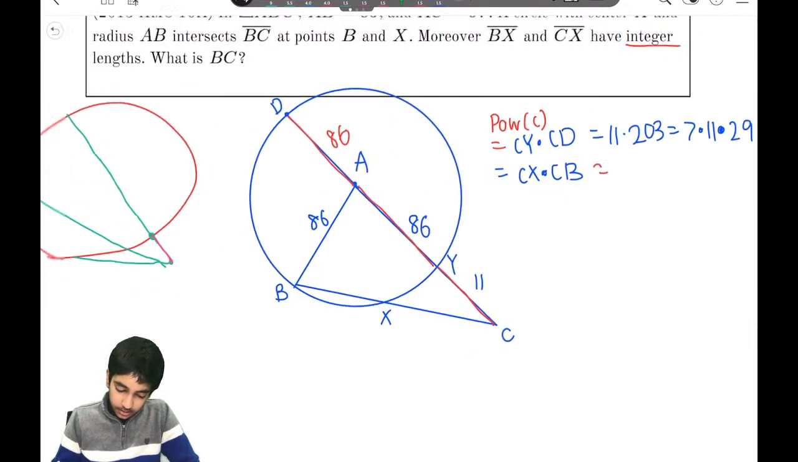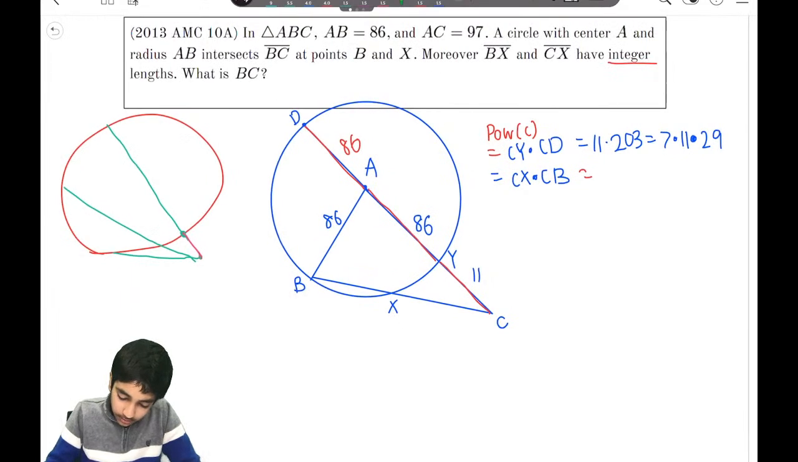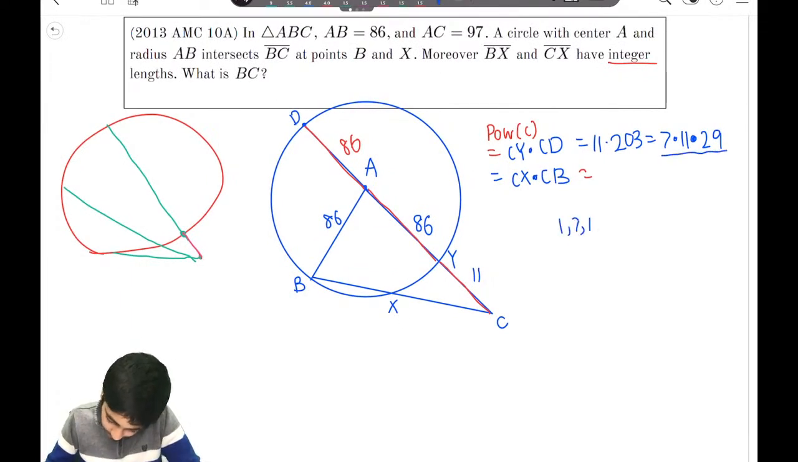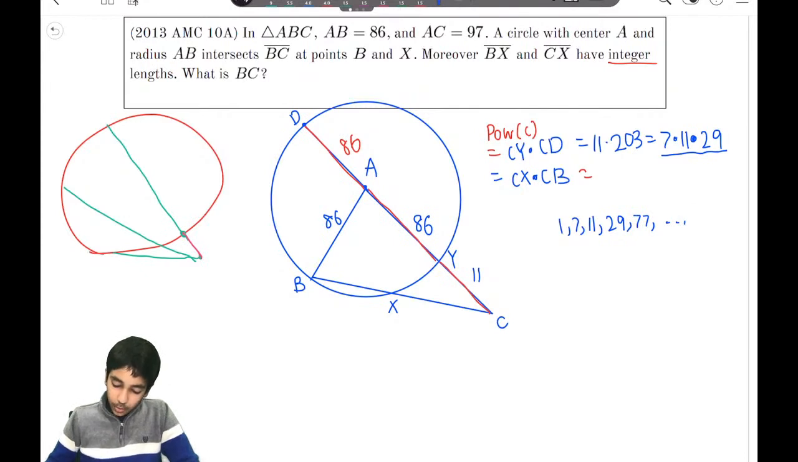Now what are the possibilities? Well, notice, what are the factors of 7 times 11 times 29? The factors are 1, 7, 11, 29, 77, and then there are some other ones that I won't bother listing out. So we have 8 factors of 7 times 11 times 29 by our factor formula. So which one of them can work?